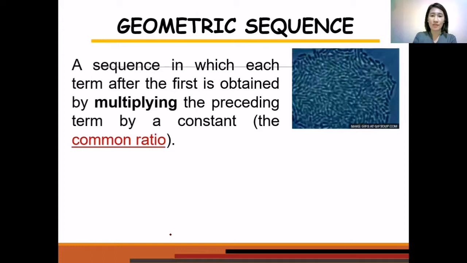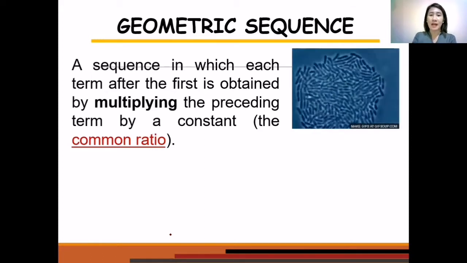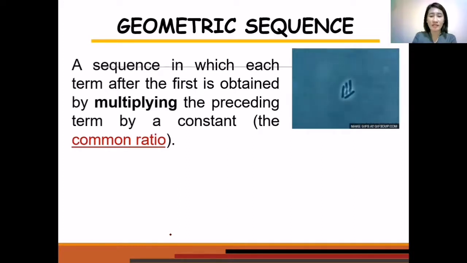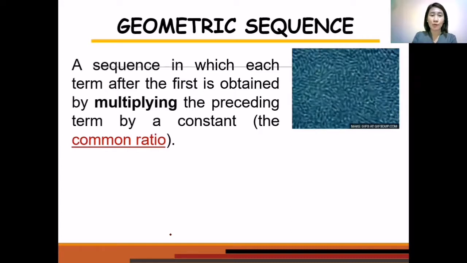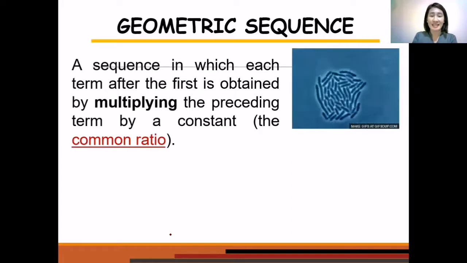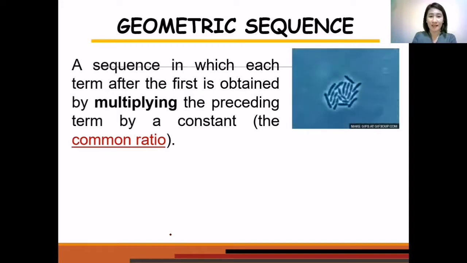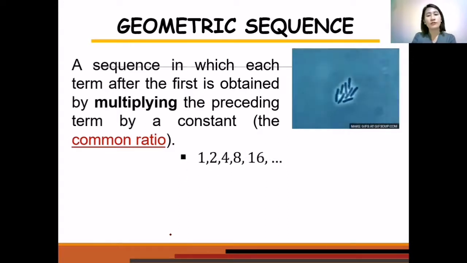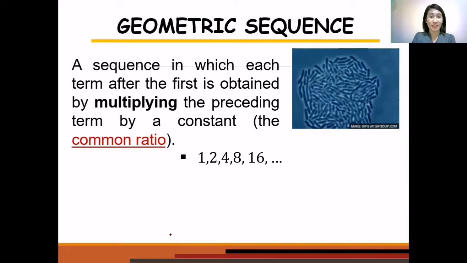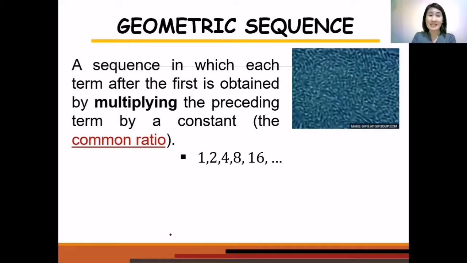So let me read. A sequence in which each term after the first is obtained by multiplying the preceding term by a constant number. And that constant is called the common ratio. So again, kapag arithmetic ang pinag-uusapan, meron tayo common difference. Pero kapag geometric, ang meron tayo ay common ratio na. Okay, and that will now be denoted by R. So this is the example: 1, 2, 4, 8, 16. So if you're going to look at the pattern, for you to generate the next term, you don't add anymore. You multiply a certain number.